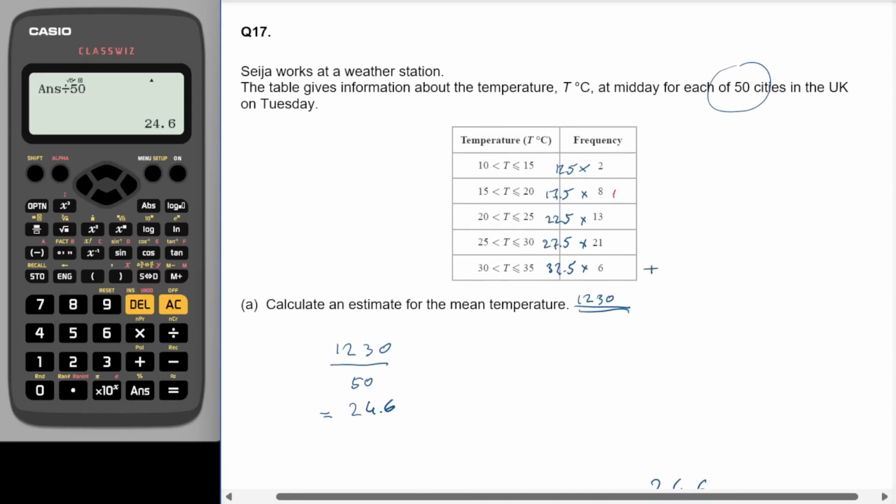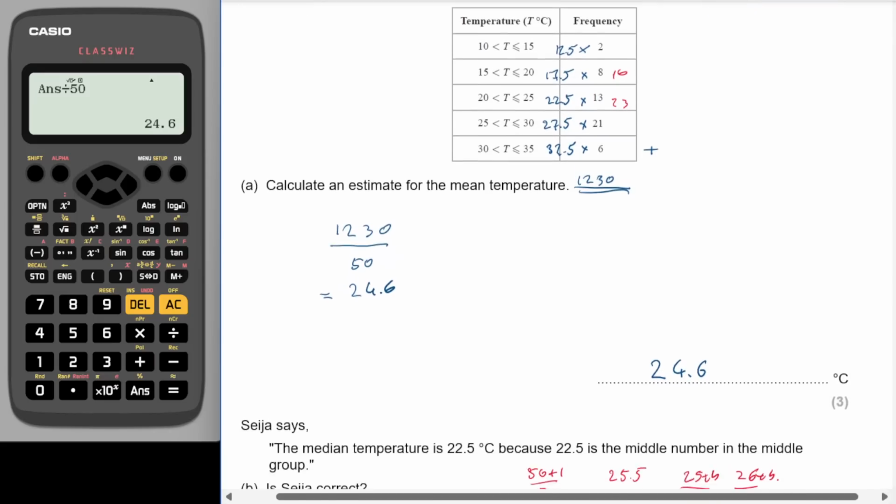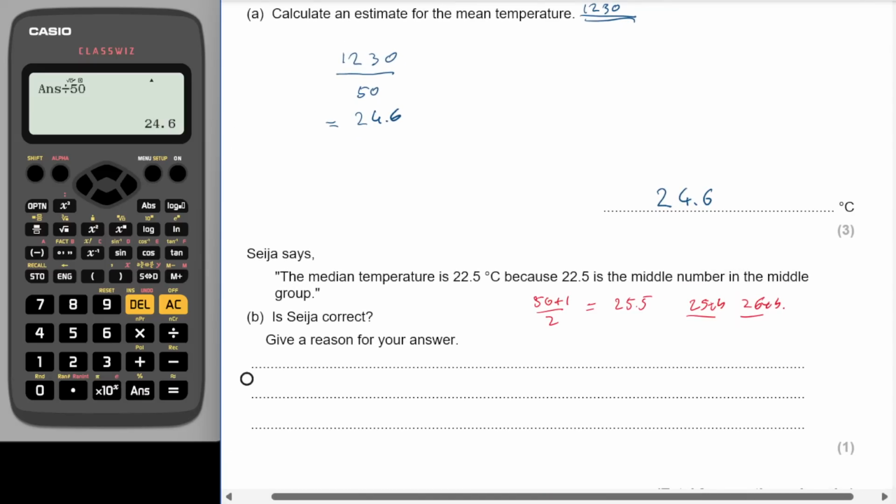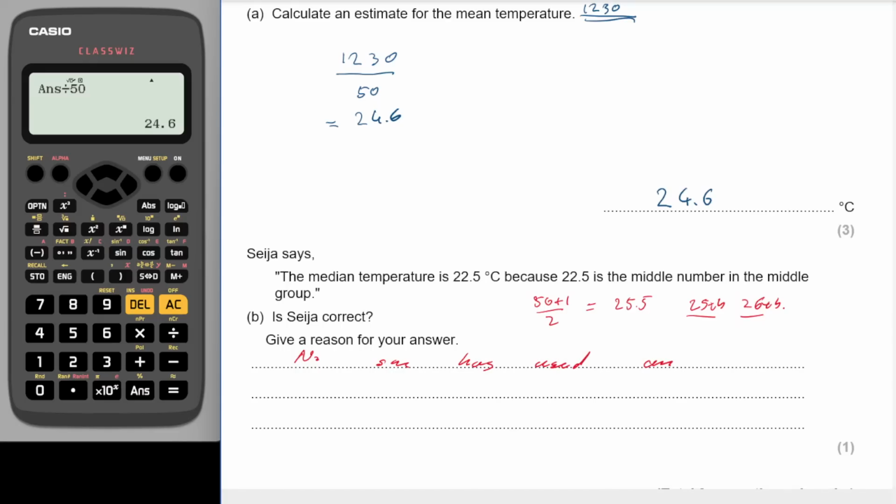So far we've got 10 that are 20 or smaller. We've got 23 that are that or smaller. So the median would be in that group there. So no, she has used an incorrect method.